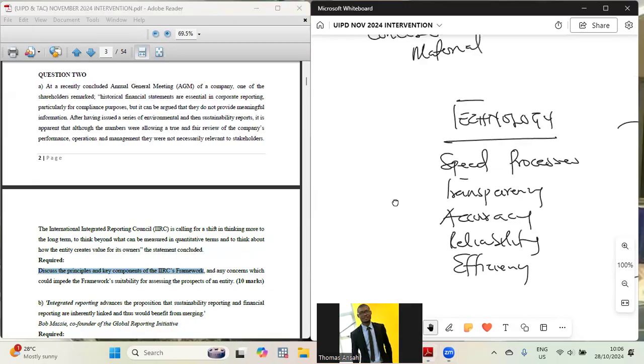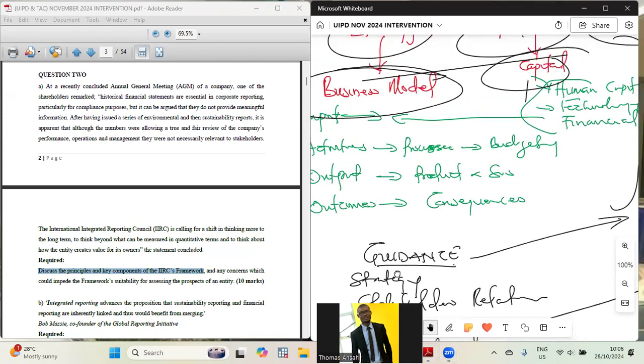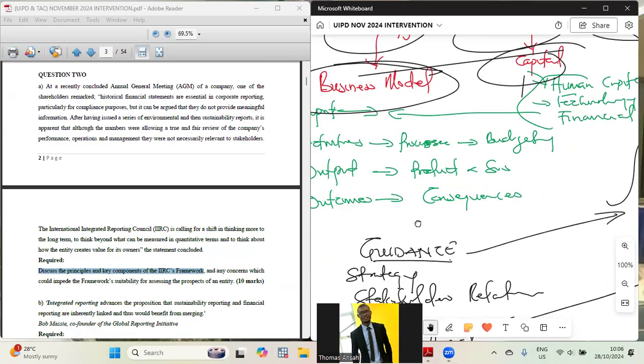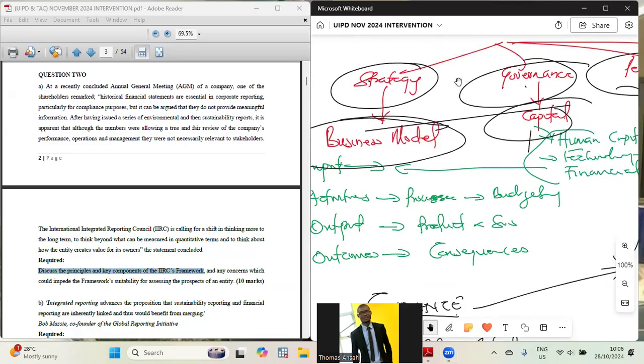The things that are under integrated reporting, that if you are reporting to us, we need to discuss your strategy, governance, and everything. But you see the way they frame their question. So that is all you are doing.